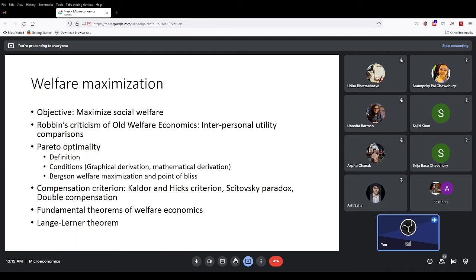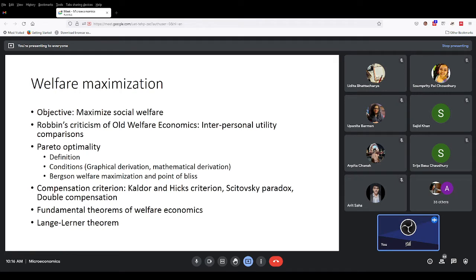Now, in welfare maximization, we will begin by focusing on the problem of maximizing social welfare. In microeconomics, so far, what we have done is focus on a single agent, either an individual, a household or a firm. At the most, we have moved up to markets. But now we are going to cover the entire economy.